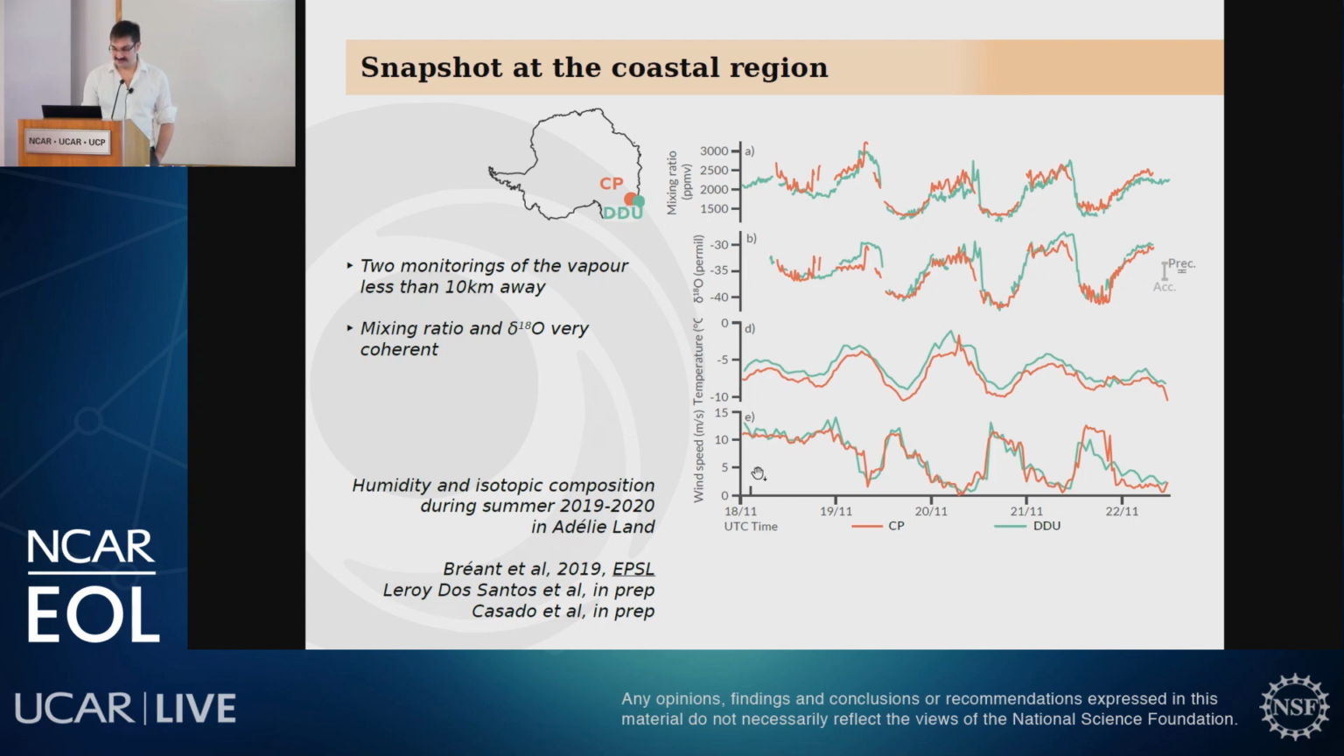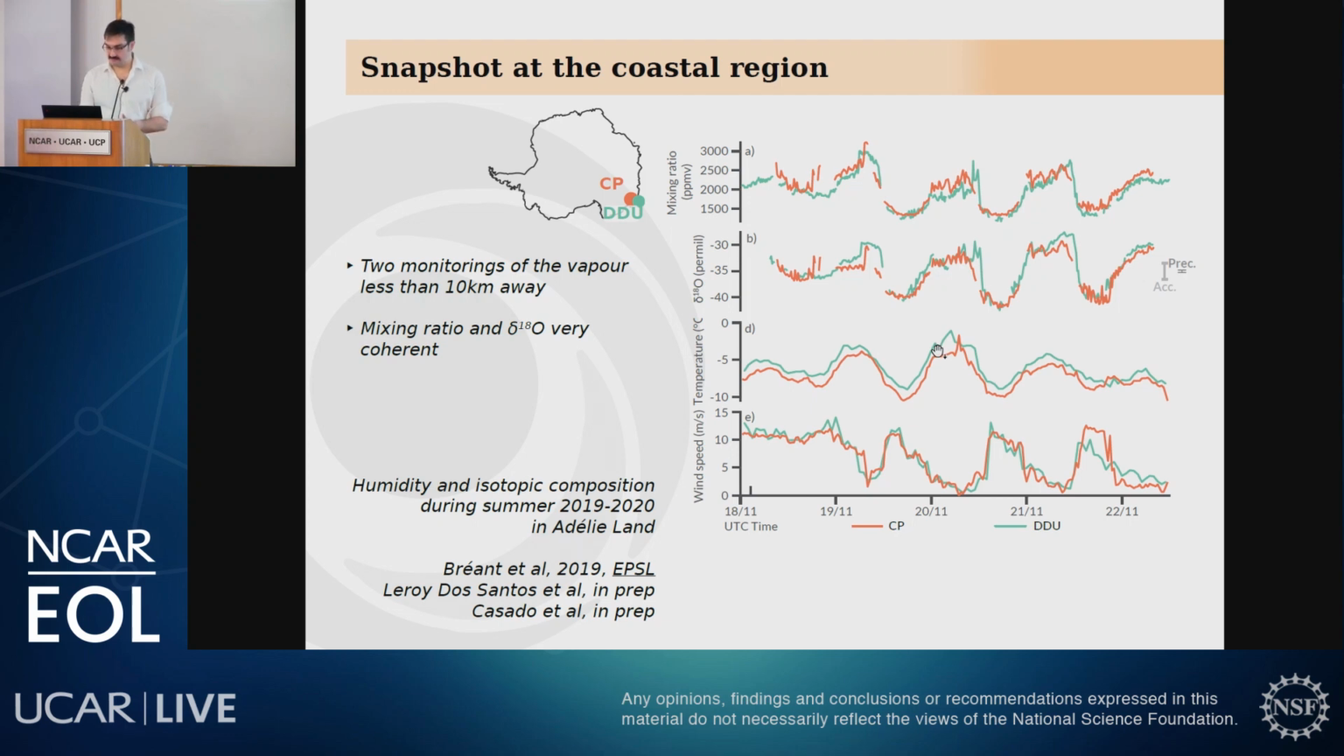And what's interesting is the very good agreement for those two sites, which are only 10 kilometers apart, for the mixing ratio and the delta 18O. And what's even more interesting is that it's even better than the temperature. And as I said in the beginning, the common view of water isotope is that this is a temperature proxy. And if, for example, the diurnal cycle here were driven by the temperature, we should have a difference in the two isotopic records from those two sites that are only 10 kilometers away.